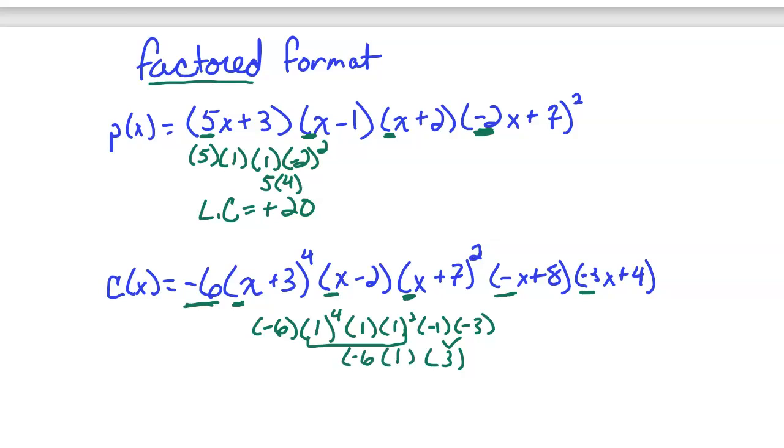And I have a negative 6. So negative 6 times 1 times negative 3. My leading coefficient is actually going to be a negative 18. So notice, in factored format, it's not just this leading number here. I have to take into account all the signs and numbers of all of my factors also.